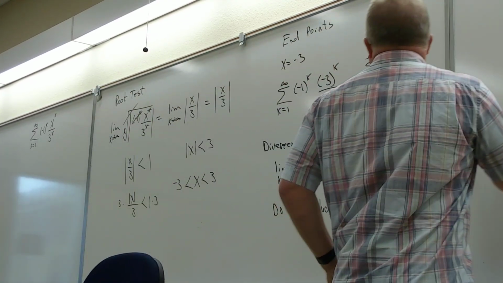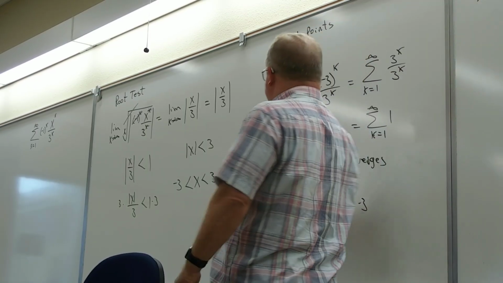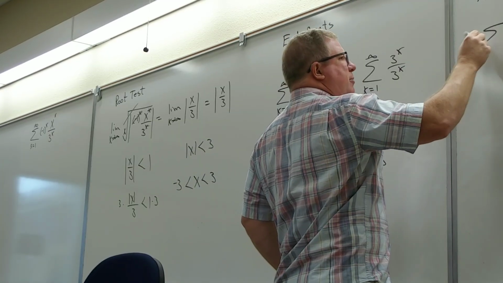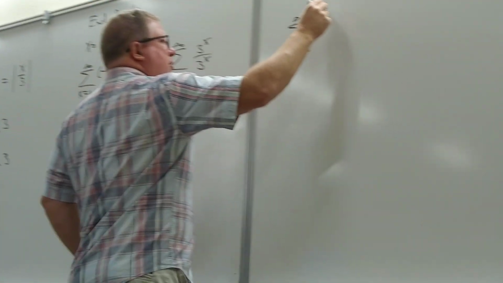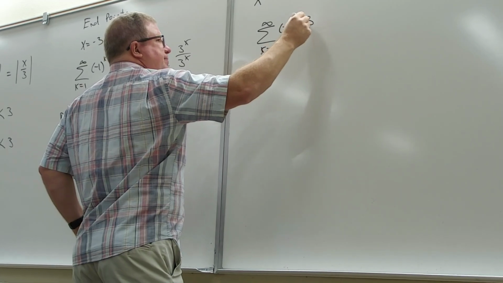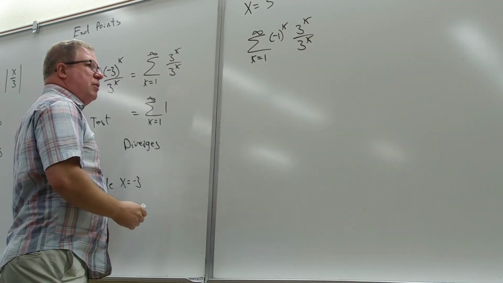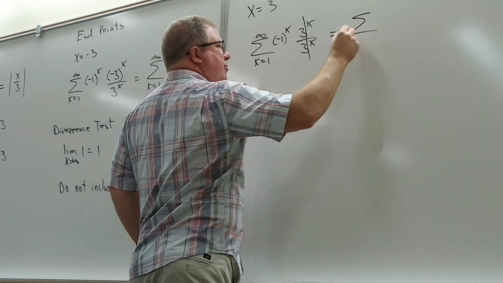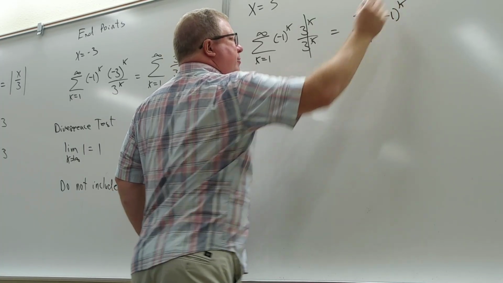So now we need to let x equal +3. We need to find out what happens on this end. That gives us the sum as k goes from 1 to infinity of (-1)^k times 3^k over 3^k. Those cancel each other out, and we have (-1)^k.